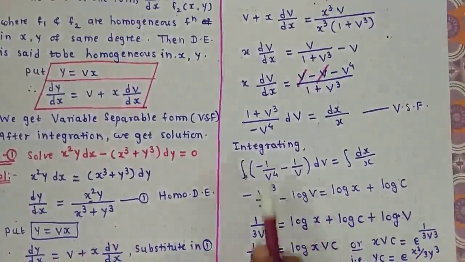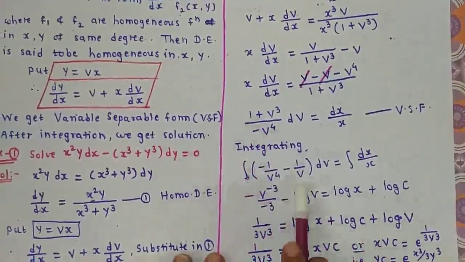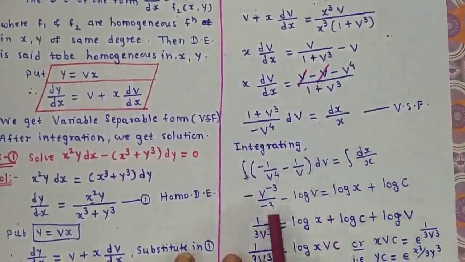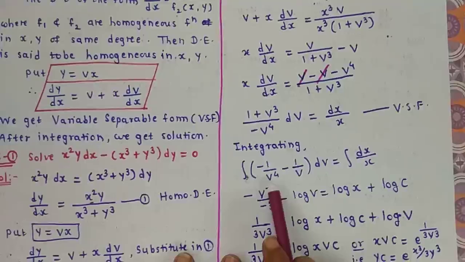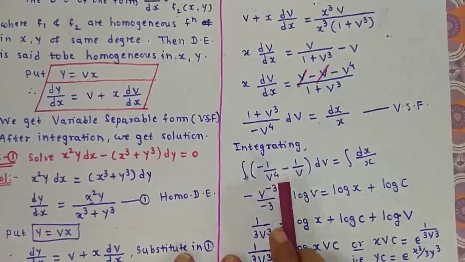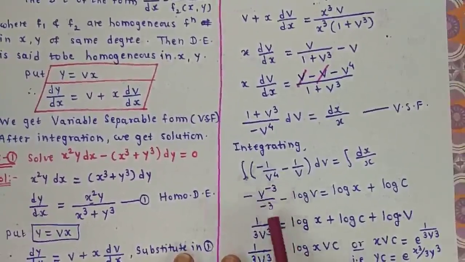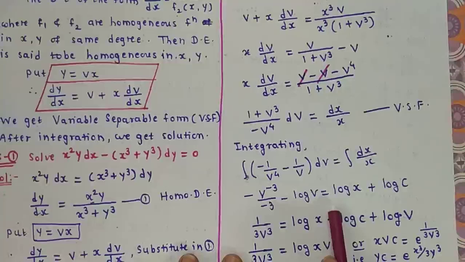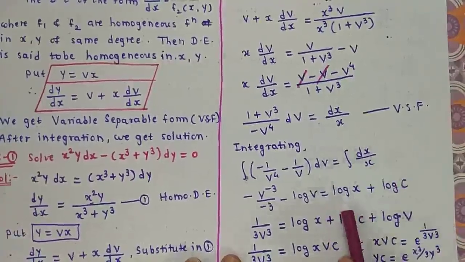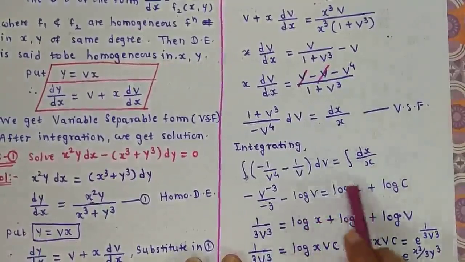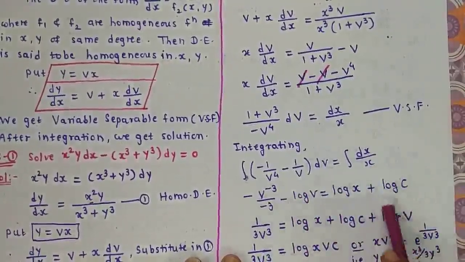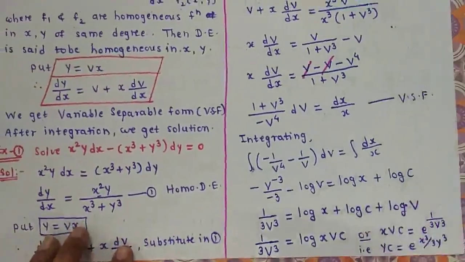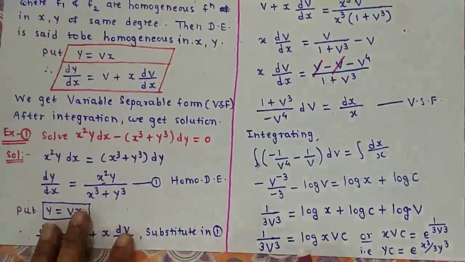So for integration, here we separate the denominators, equals the integration of dx by x. Further, this 1 upon v raised to 4 can be written as v raised to power minus 4, and its integration becomes v raised to power minus 3 upon minus 3, minus the integration of 1 upon v, which is log v, equals the integration of 1 upon x, which is log x. Now since most of the terms are in terms of log, here we take the constant as log c. And hence further simplification gives us the required solution.